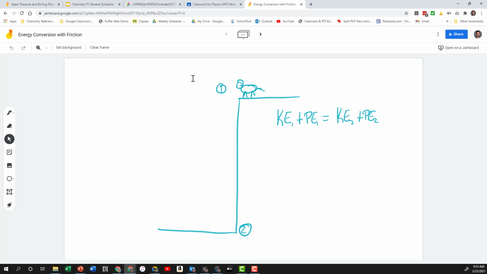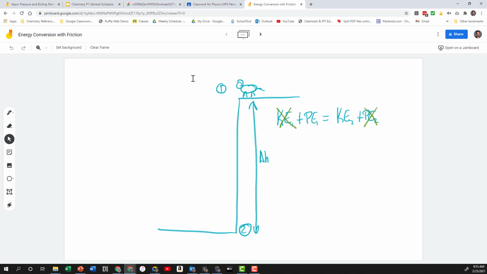Now at position 1, there is no kinetic energy because the cow isn't moving at all at that point, and kinetic energy is the energy of motion, so I'm going to cross that out. And when it falls down to the bottom, there's no potential energy anymore because it's moved through that delta H distance. It's fallen down that delta H. This is delta H.